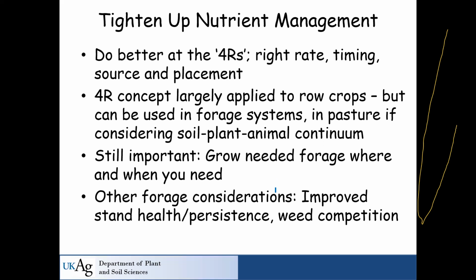There are other forage considerations with nutrient management that have to be taken into account more than if you're talking about row crops. Most forages are managed in perennial systems. They're not managed as annuals, and therefore you want to maintain your stand health, and its persistence, and fertility can contribute to that as kind of an ongoing benefit for maintaining good soil nutrient levels. It can also help with weed competition.